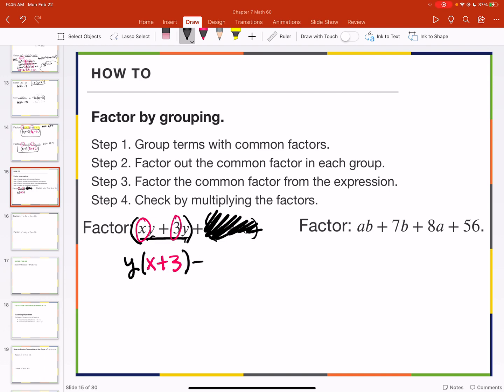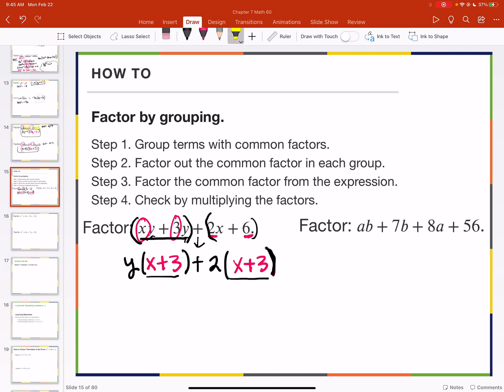And now I'm going to bring down this plus sign, and I'm going to look at the next 2. Okay, so what's the GCF for 2x plus 6? Well, 2 just divides into both, right? So my GCF is 2. And then what's left in the parenthesis is x plus 3. Sorry, I like to match. Okay, so now look at this. This is now y times the quantity x plus 3 plus 2 times the quantity x plus 3.